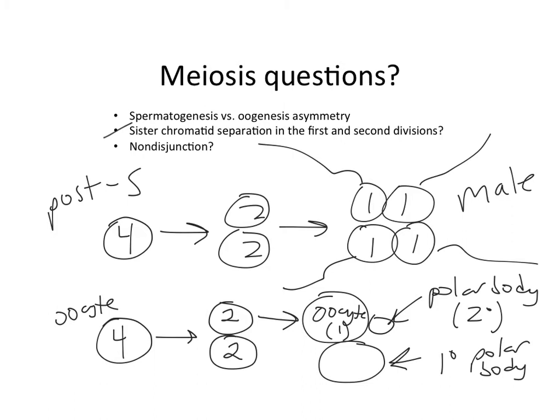How many copies of DNA, this is the most important point, how many copies of each chromosome are in the primary polar body? If the oocyte is haploid, and if the second polar body is haploid, where are all the other chromosomes? They're in the primary polar body. It has 2 copies of every chromosome.